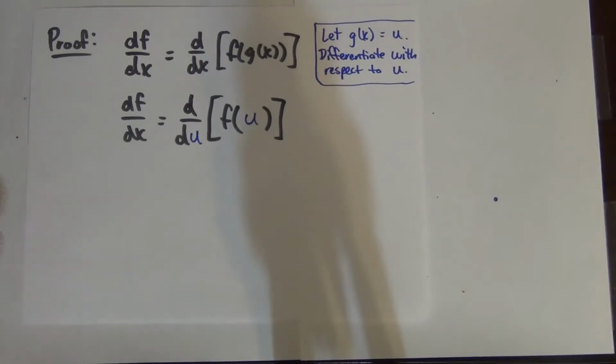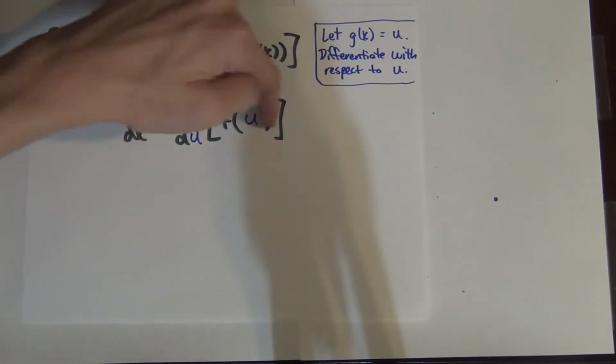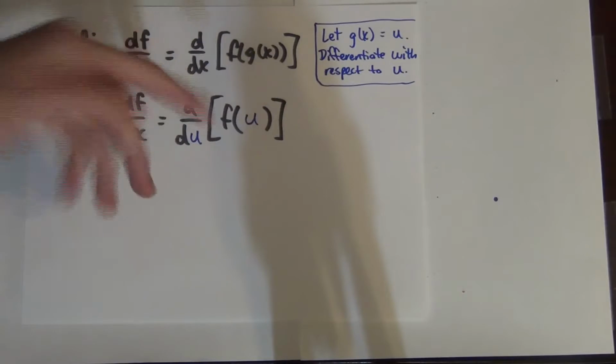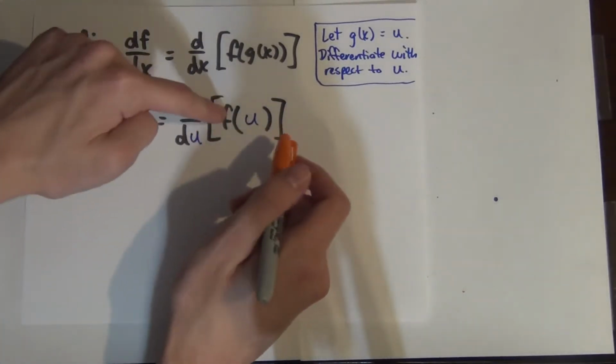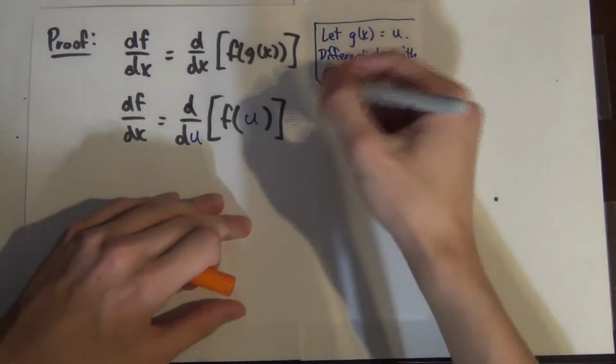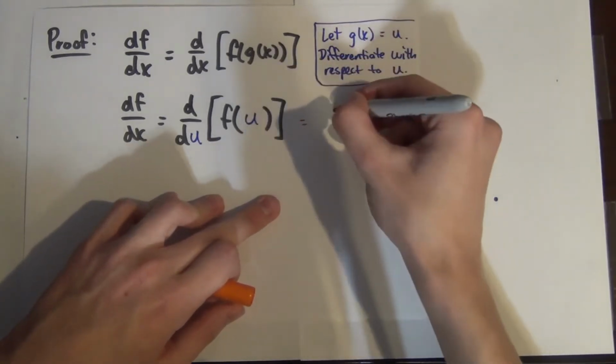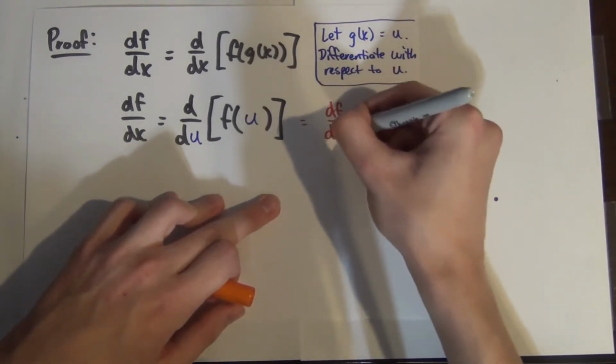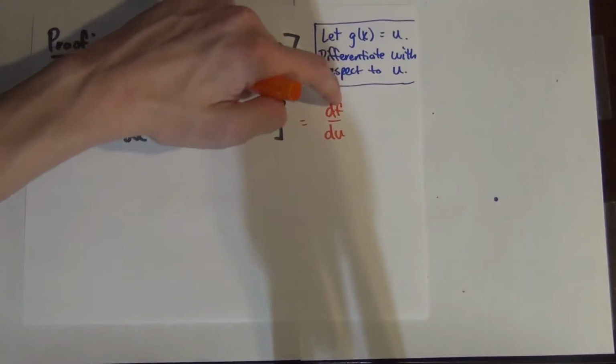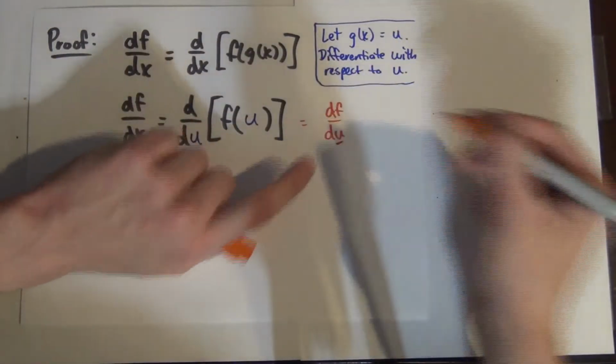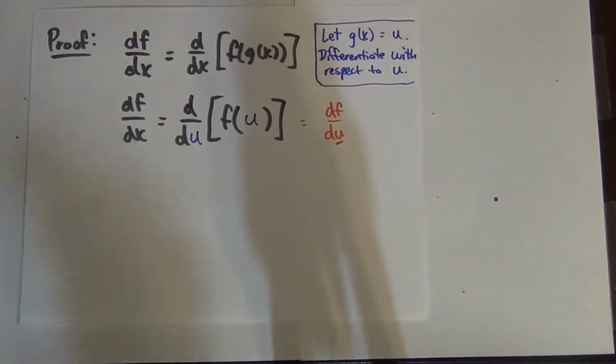So another way of saying that is after I complete this, I'm taking the derivative of a function f, but now what I have is actually df du. I'm taking the derivative of my function f with respect to this variable u. Well, I don't want that. I want to take the derivative with respect to x. Is there a way I can do that?